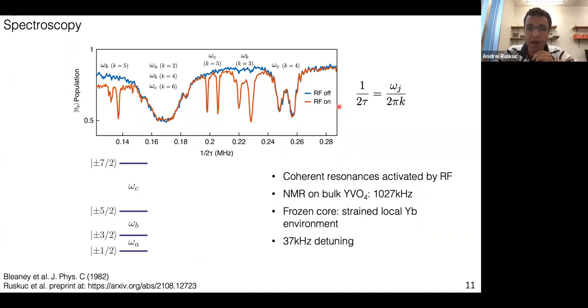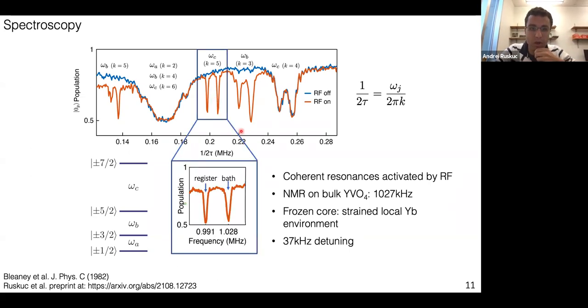And we see with the RF field off that we observe these even K resonances corresponding to interactions driven by the Overhauser field, these kind of stochastic interactions. However, when we turn on the RF field, we observe some additional odd K resonances are activated, and these correspond to the coherent spin exchange that I mentioned previously.